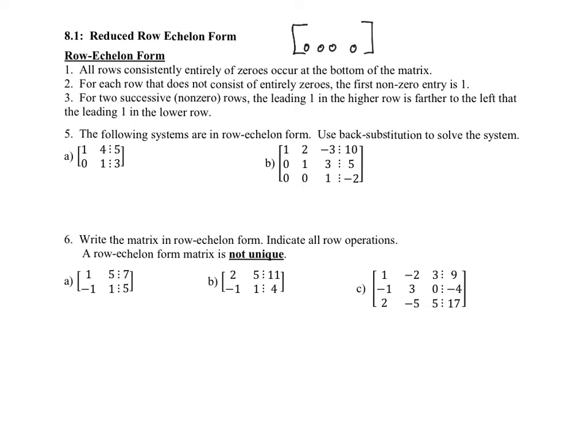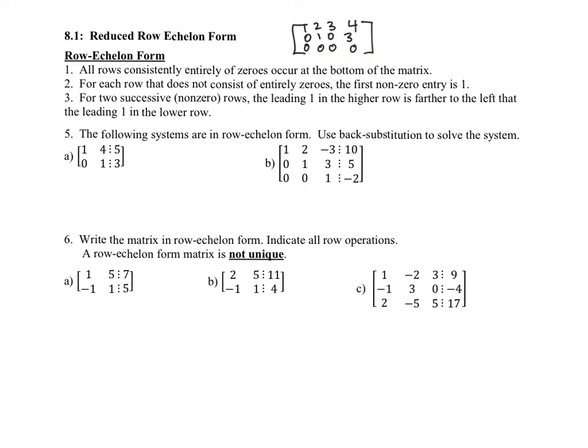For each row that does not consist entirely of zeros, the first non-zero entry is a 1. For each two successive non-zero rows, the leading one in the higher row is further to the left than that of the lower row. So for example, 0, 1, 0, 3. Maybe I shouldn't have put a 0 there. Okay, 1, 2, 3, 4. This is made up. Because there was a row of zeros, I put it at the bottom.